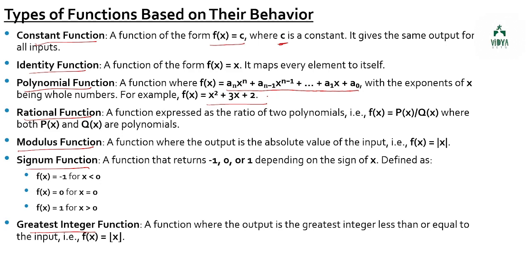What is a rational function? This is also very easy. If you can express that function in p(x)/q(x) form, that means a by b. What is a rational number? It can be expressed in p by q form. The same way, p(x)/q(x). These two, polynomial and rational functions, are not that important, so I'm not giving much explanation on them. Now modulus, signum and greatest integer functions are very important. I'll tell you about those.